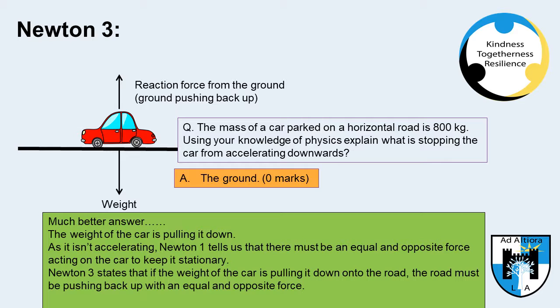Newton's first law basically says that because it's not accelerating, the forces must be balanced. Newton's third law says that the weight of the car pulls it down, so the road must be pushing back up with an equal and opposite force. So I've actually linked this to two separate Newton's laws. They do seem very similar, and they are in many senses in this situation, but the point is they're two separate points, and it's really important that you get them in there. Also state the obvious: the weight of the car is pulling down. Everything that you know about the question must be stated.